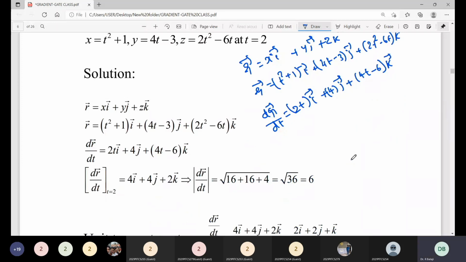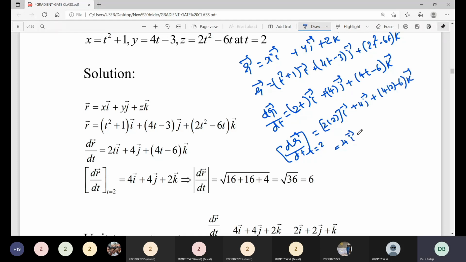Then dr by dt at the point t is equal to 2. Substitute t is equal to 2 in the above equation: 2 into 2 i vector plus 4j vector plus 4 into 2 minus 6 into k vector. Now 4i vector plus 4j vector, then 8 minus 6, 2k vector.